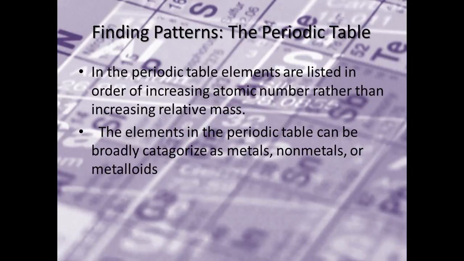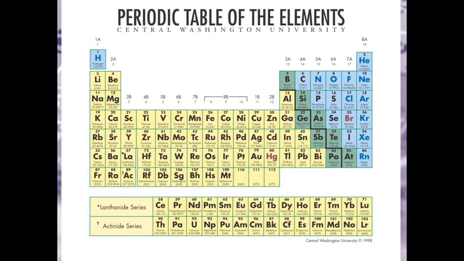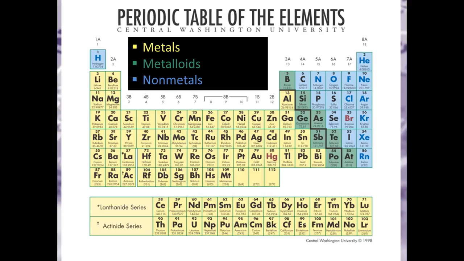Finding patterns in the periodic table. In the periodic table, elements are listed in order of increasing atomic number rather than increasing relative mass. The elements in the periodic table can be broadly categorized as metals, nonmetals, or metalloids. Now, as you can see in this periodic table, the elements that are yellow are all metals, and then your metalloids go in a nice diagonal line separating the metals from the nonmetals, and they are green. And your nonmetals are blue, including hydrogen, which of course is over by the metals.